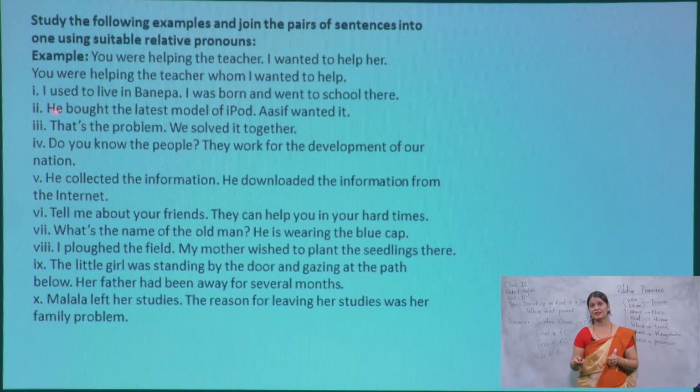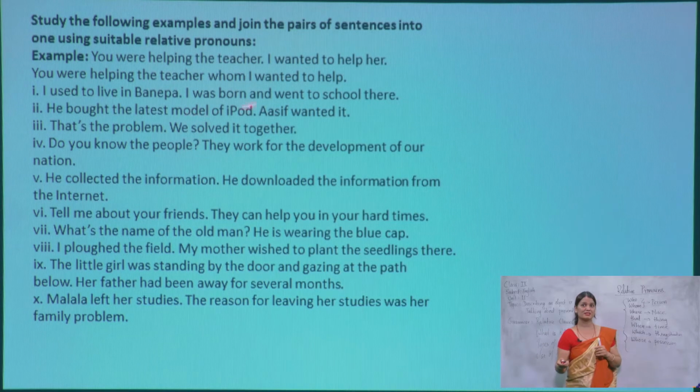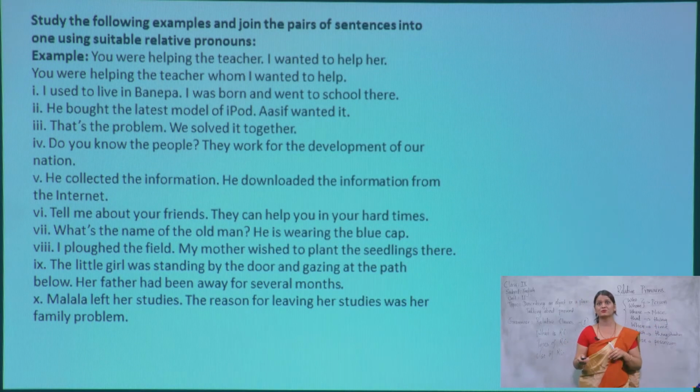In this way, he bought the latest model of iPod. Asif wanted it. This iPod and then it, these are repeated. So he bought the latest model of iPod, which Asif wanted. Here we use which because the sentence is talking about a thing. So in this way you can do other exercises as well.